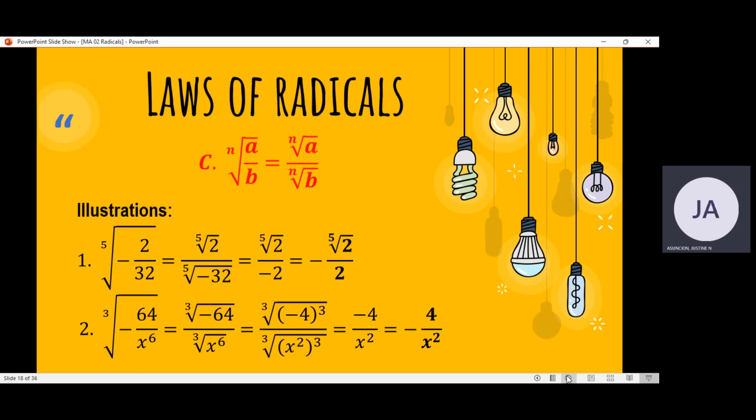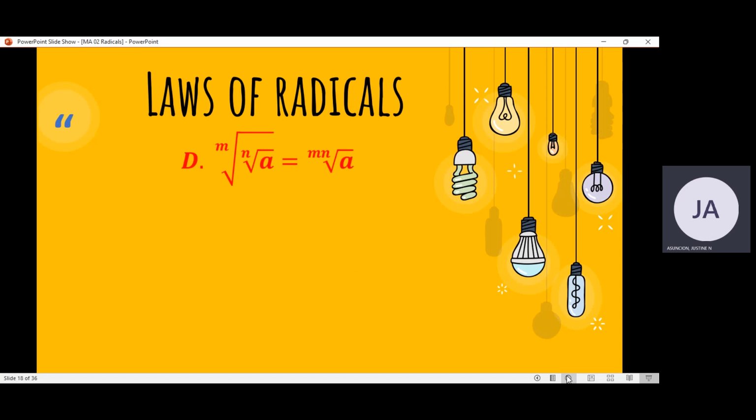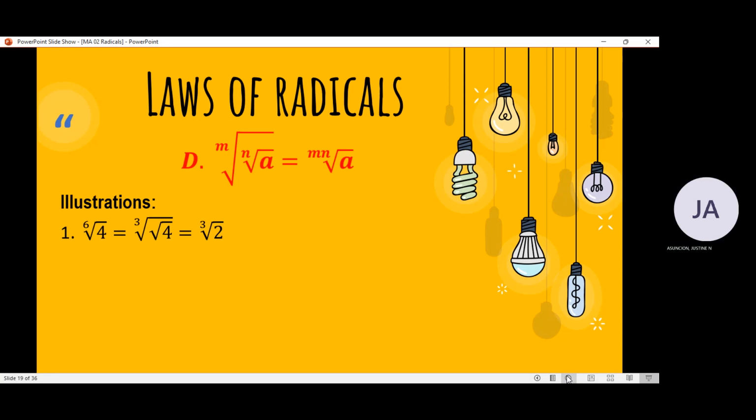So we have here the three laws. The last law here is the m root of the n root of a, which can be expressed as the m times n root of a. Okay, let's have an example. Number 1, let's have the sixth root of 4.